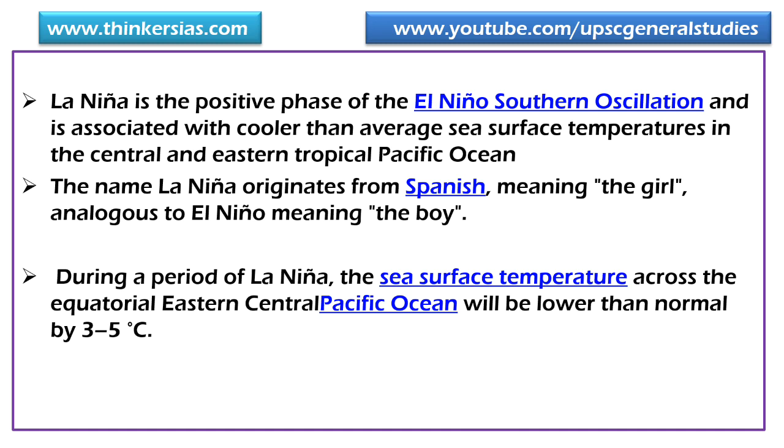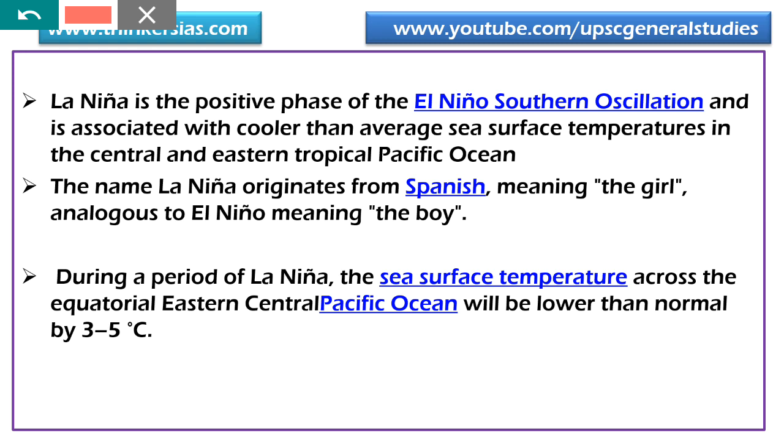So that is about El Nino. La Nina is a reverse of El Nino. If you understand El Nino, then it is easy to understand La Nina. La Nina is a positive phase of the El Nino Southern Oscillation, associated with cooler than average sea surface temperature in the central and eastern Pacific Ocean, and along with that the trade winds are stronger than normal. That causes heavy rainfall in the western Pacific Ocean and India and other parts of the world.